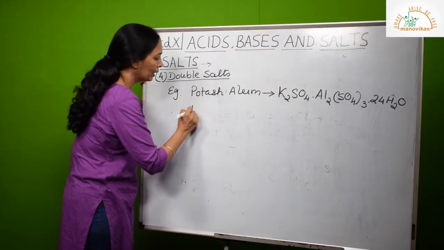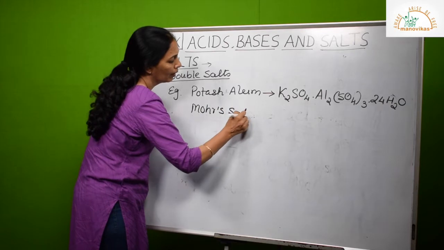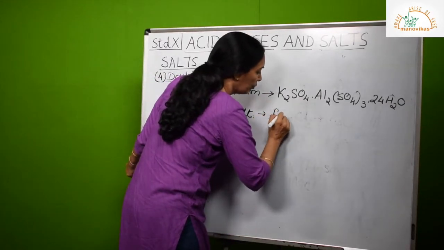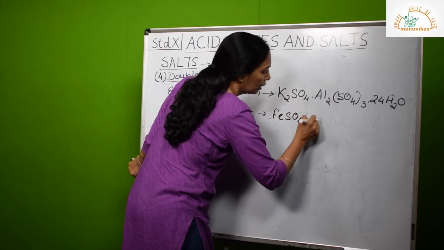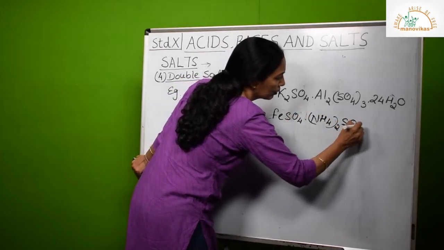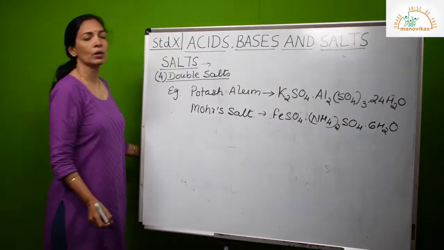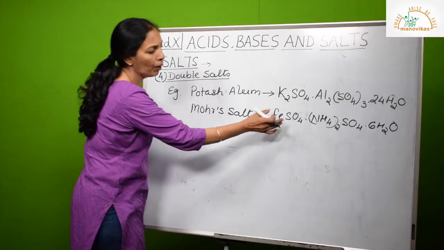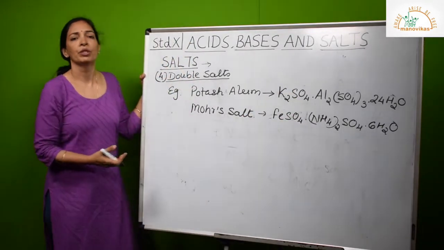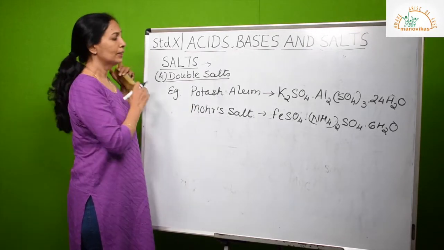Another example is Mohr's salt, light green color crystals. This is FeSO4.(NH4)2SO4.6H2O. This is also a double salt which is prepared with the help of ferrous sulfate solution and ammonium sulfate solution, subjecting them to crystallization. So this kind of salts are called double salt.